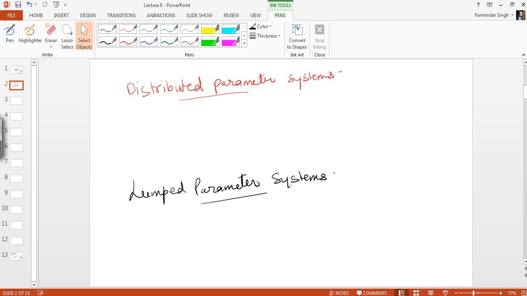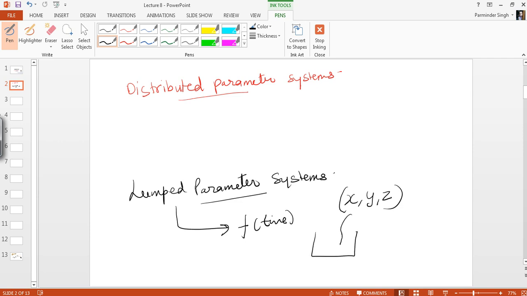Now let's study what these lumped parameter and distributed systems are. First let me tell you what a lumped parameter system is. Lumped parameter systems are the ones which are a function of time only. They do not depend upon the spatial positions, that is, space positions. They are independent of x, y and z. Clear? For example, in a stirred tank reactor, we assume that the temperature and the concentration along x, y and z is uniform.